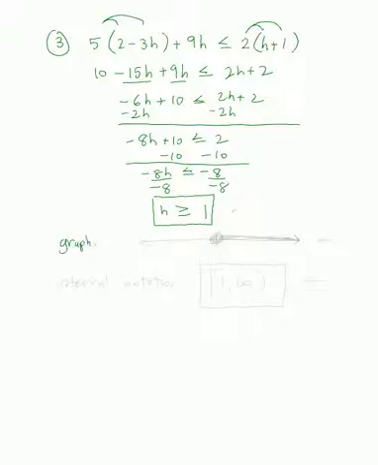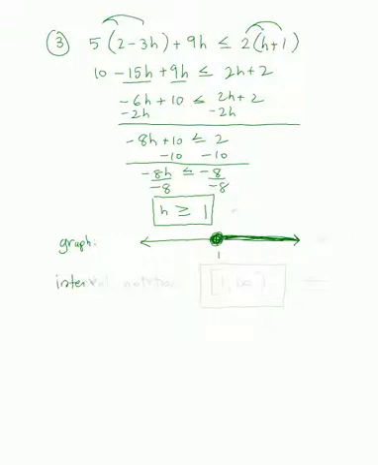For our graph, here's our real number line. Here's the number 1. It says greater than, so that means I go to the right. Also, since it's a greater than or equal to, that means that I have to include the 1.